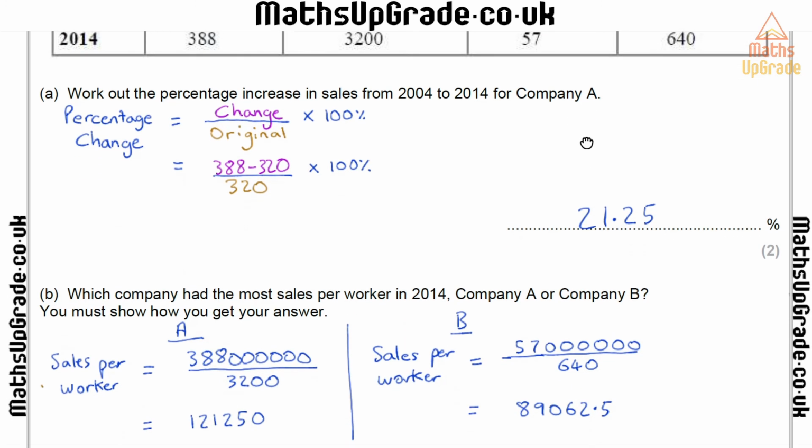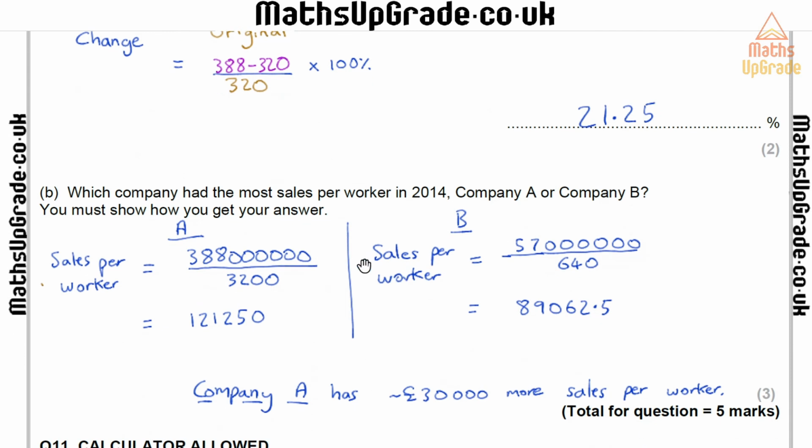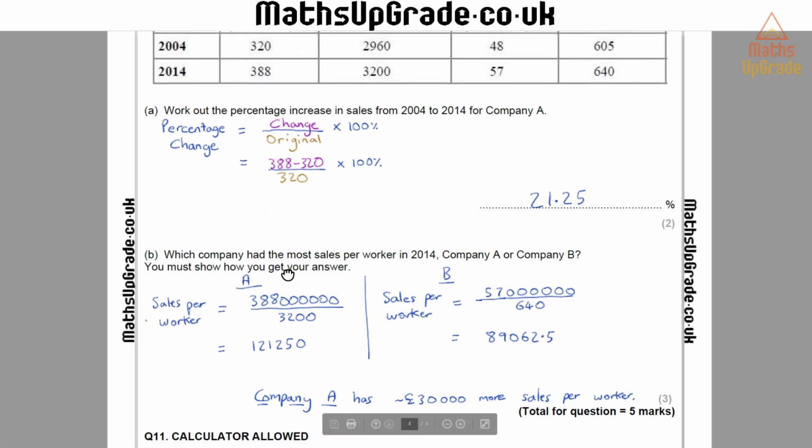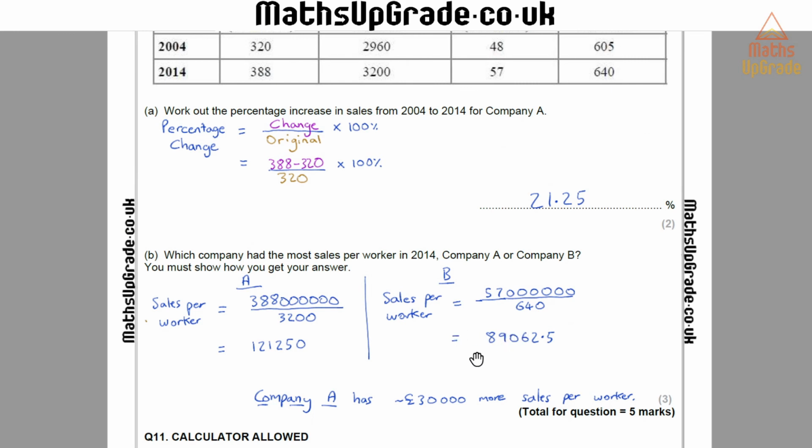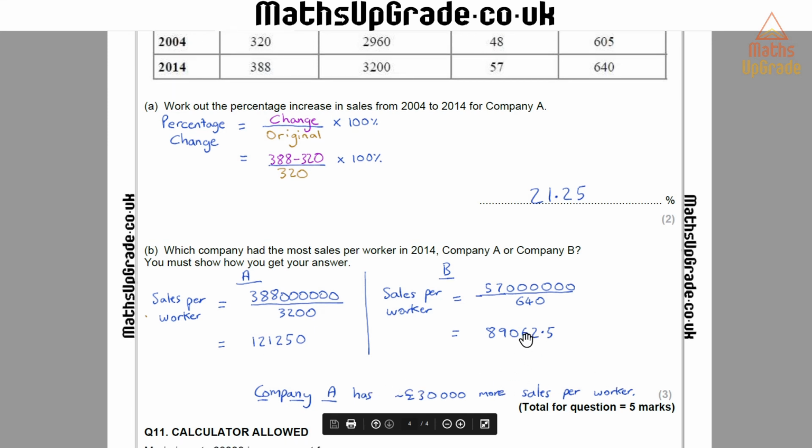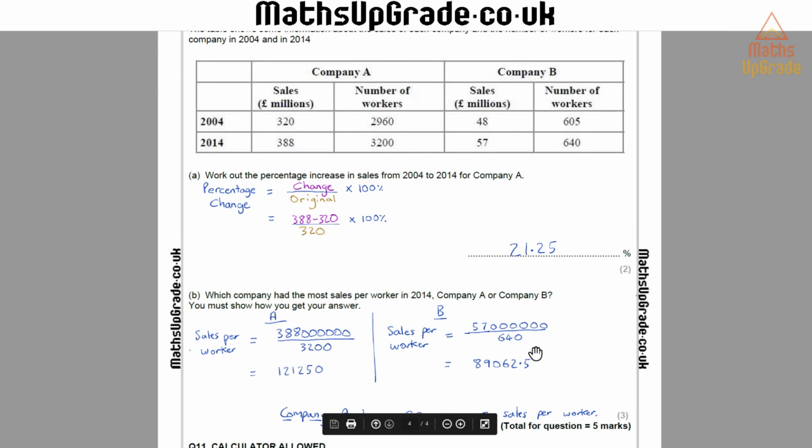If I do that here underneath, I've split my working out area into 2 separate columns. So Company A, 388 million, divided by 3,200, which is £121,250. For Company B, I get £89,062.50. So, which company had the most sales per worker? Well, Company A had the most sales per worker, and I've even quoted roughly how much that was in pounds. That question there is worth 3 marks. The overall question was 5 marks.